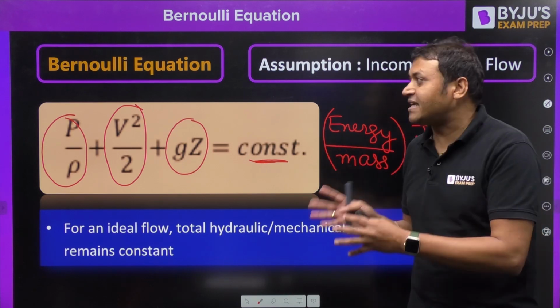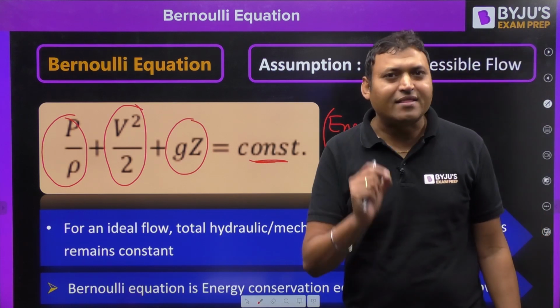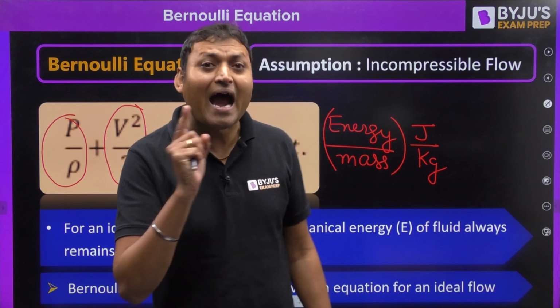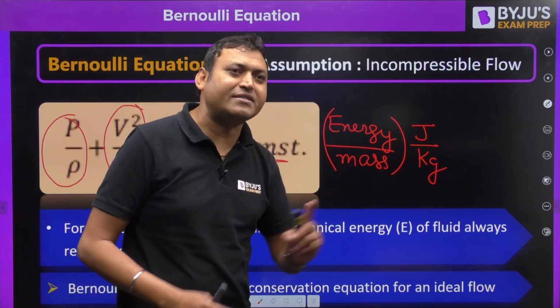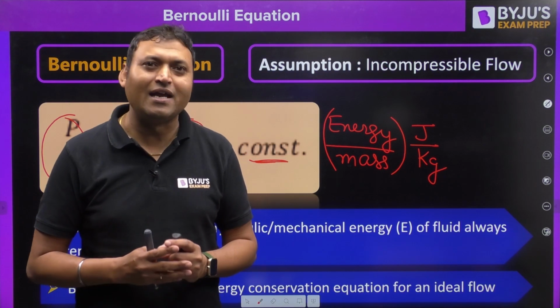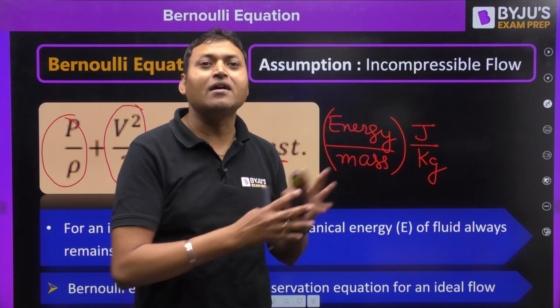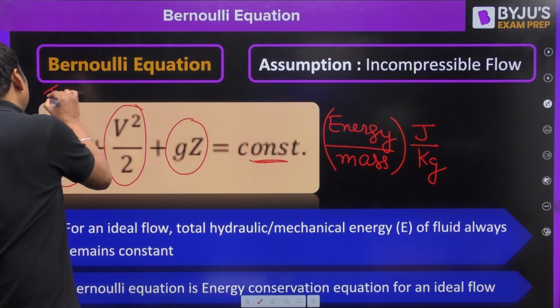So the physical significance of this equation is that the Bernoulli equation is nothing but the energy conservation equation for an ideal flow. The total energy of the fluid always remains constant when the flow is ideal, or when the fluid flow satisfies all the given assumptions. So that is one form of the Bernoulli equation.